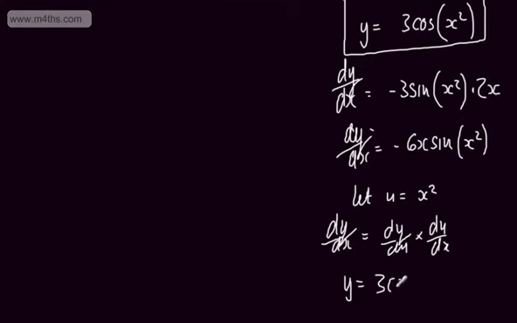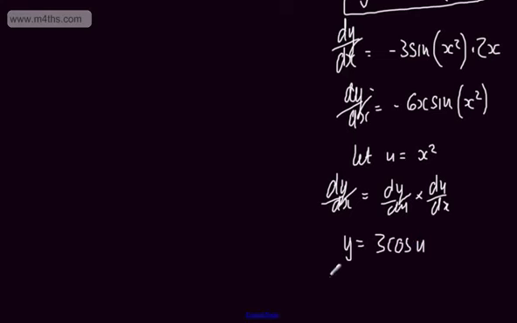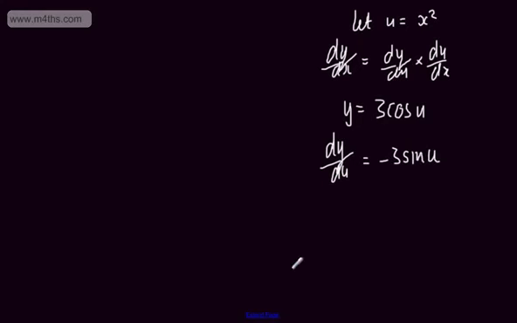So we've got 3 cos of u, because u is x squared. So if I differentiate 3 cos of u, dy/du will be equal to minus 3 sine u. Okay, so all we've got to do now is multiply that by du/dx. Now, if we think about u is x squared, the derivative is going to be 2x. So I'm just differentiating u with respect to x.